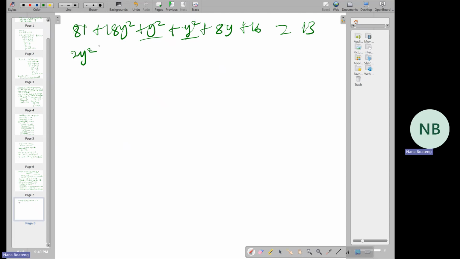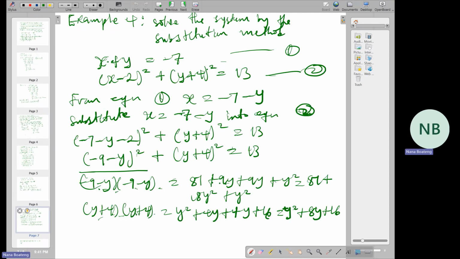I think I made a mistake here. This was 18y, not 18y squared. Let me see. Yeah, so the addition here, this was 81 plus 9y plus 9y is 18y, not 18y squared. So let me get rid of this square there. So this is 18y here.